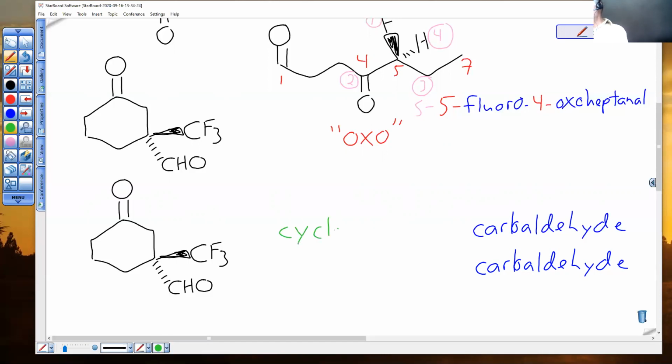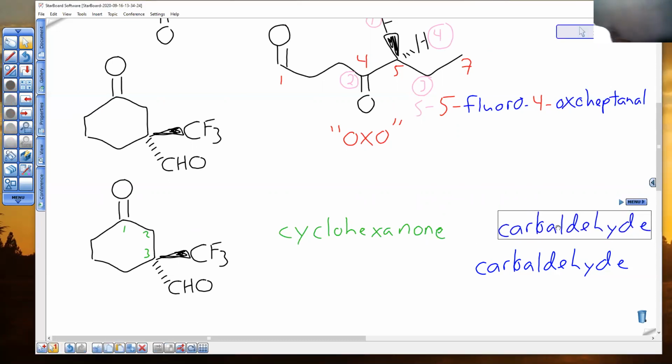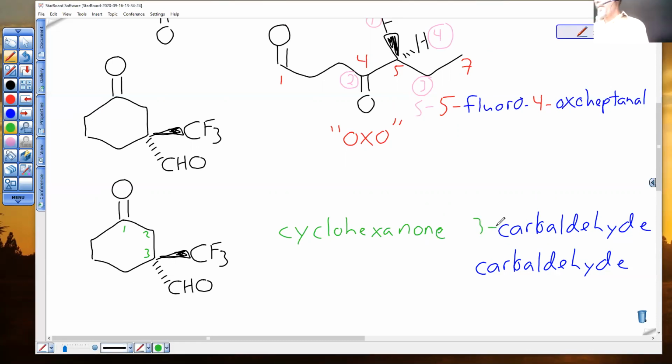I didn't tell you that. Yes, there's a space there. And it's got a group on carbon 3. If you go cyclohexanone, carbon 1 is there. I know, I just finished telling you aldehydes were more important than ketones, didn't I? But this is one where we have the aldehyde off of a ring. And this one, you're going to say 3-carbaldehyde. I want to make sure you know there's a gap here. 3-carbaldehyde. And there's a trifluoromethyl group on 3.